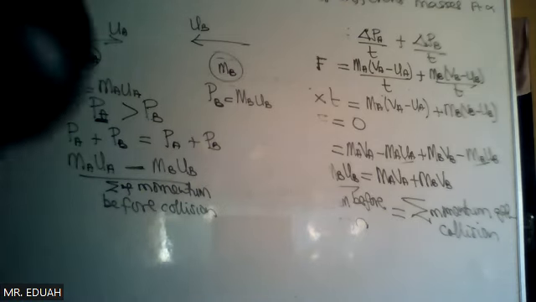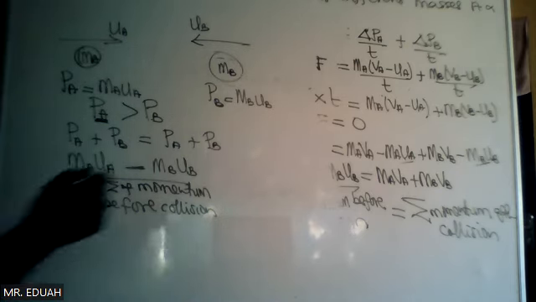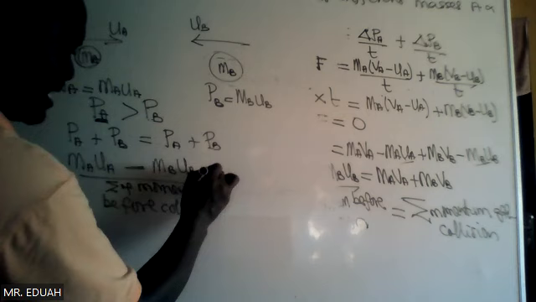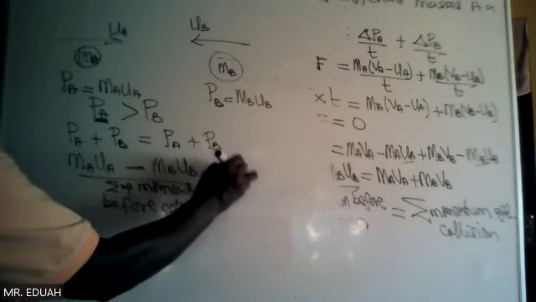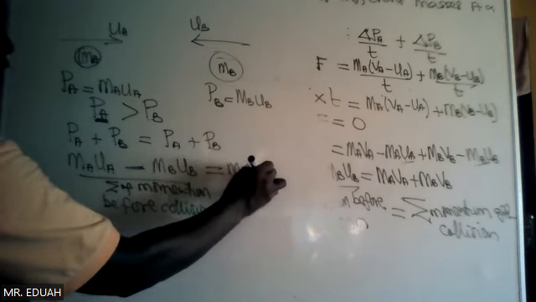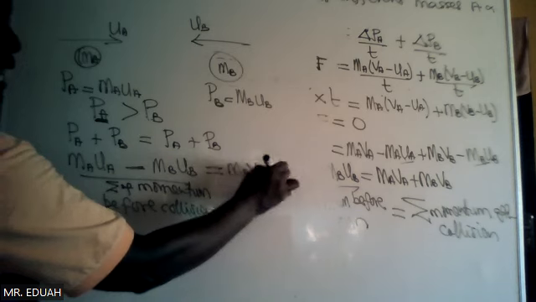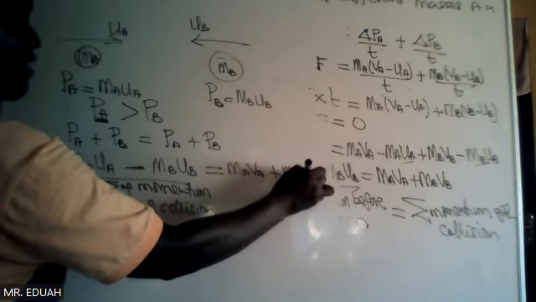Class, are you okay? Are you there? Yes, please. This is equal to, momentum is conserved. So M of A times the final velocity of A plus M of B times the final velocity of B.